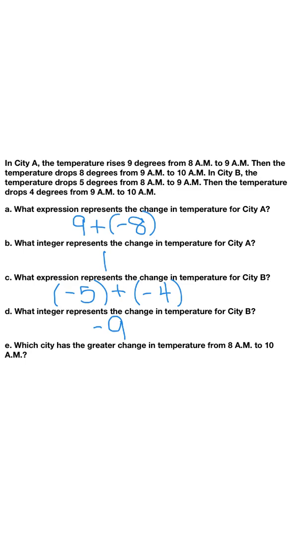Question E. Which city has the greater change in temperature from 8 a.m. to 10 a.m.? This is when we want to look at the change for City A of 1 degree and the change for City B, -9 degrees. City B has the larger change because it went 9 degrees further away from 0 to the negative direction, while City A only changed by 1 degree in the positive direction.